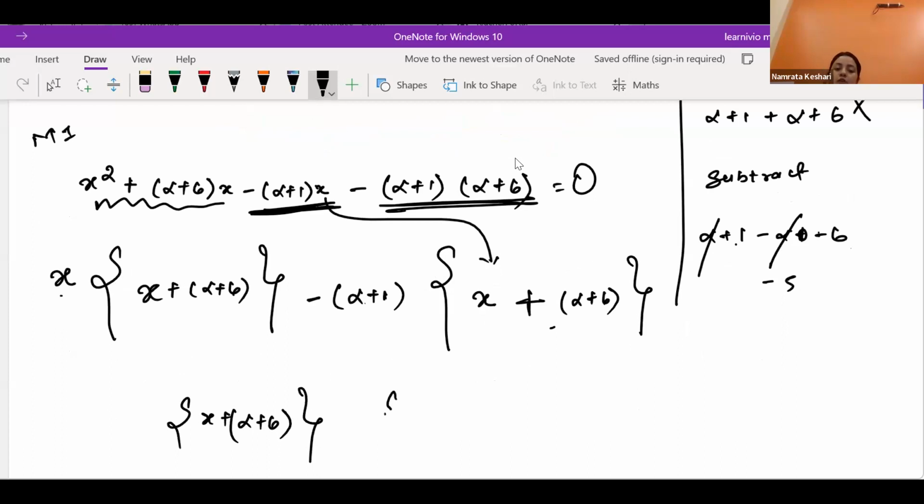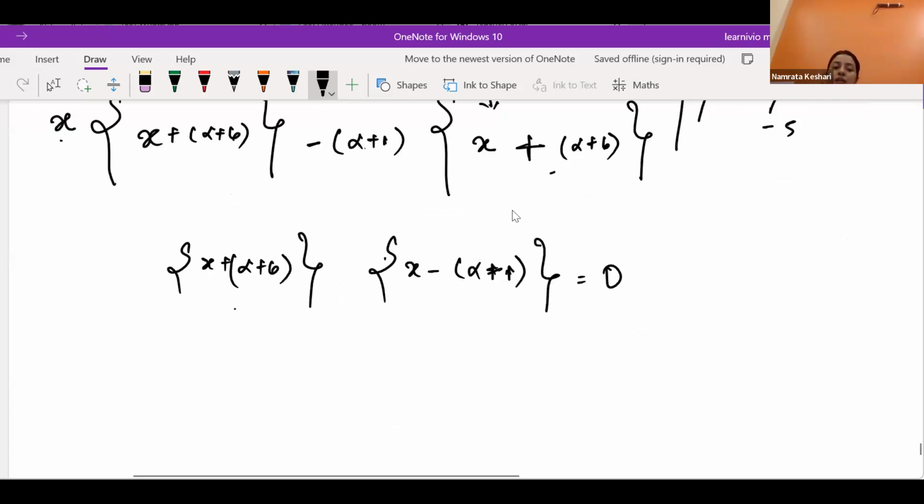These are the two factors, like factorized form we have got. We have done the factorization, and now the x value we will be able to find. From here we'll be getting x value as alpha plus 6. When you will send it to the other side, it will be minus alpha plus 6, and the other x value we will be getting from here, x equals to alpha plus 1. These are the two roots of the given equation. This method is crystal clear to everyone.